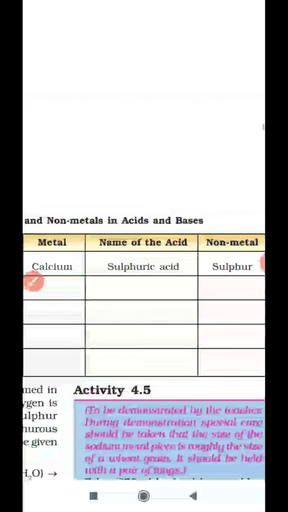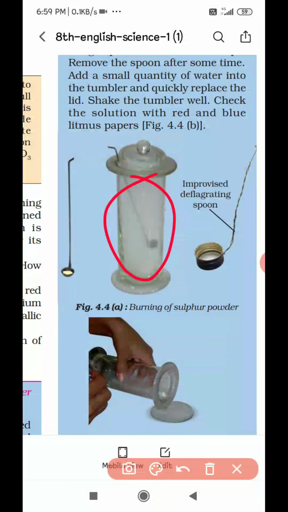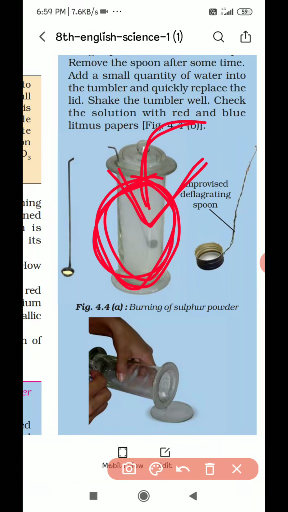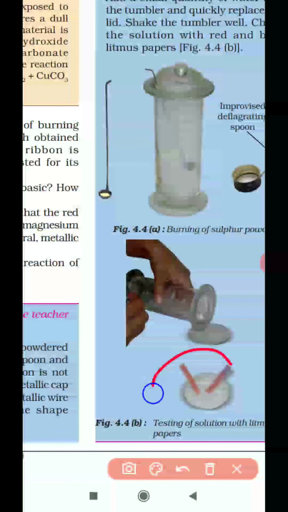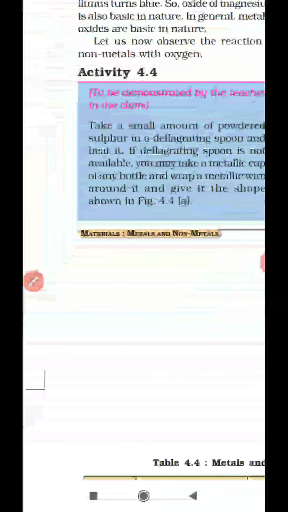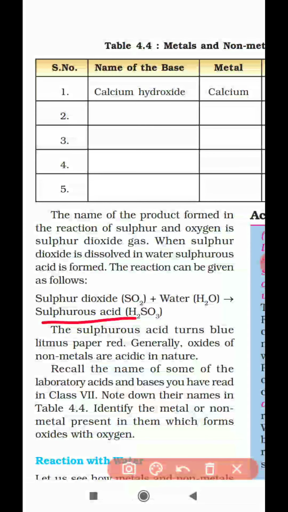Actually, in this activity, we are going to collect the gas in the glass vessel. After collecting all the gas, I am going to add water. Then I am going to dip the litmus paper in the beaker containing both water as well as the gas from the heated sulfur. When the gas dissolves, we get an acid called sulfurous acid. Since sulfurous acid is formed, the blue litmus paper has turned red, which indicates that acid is present in the given solution.